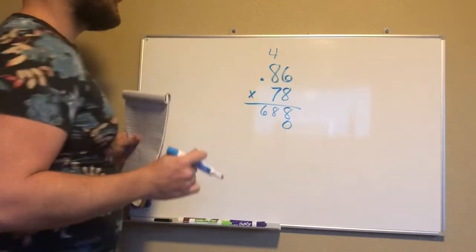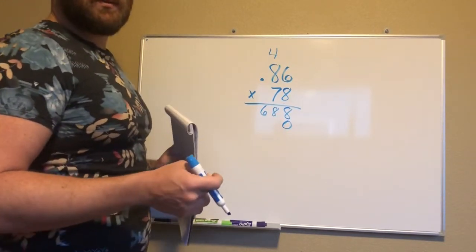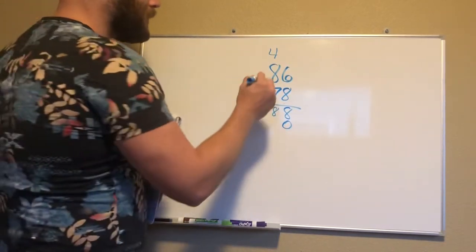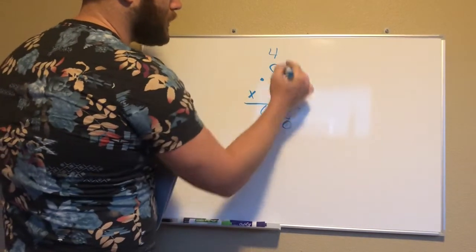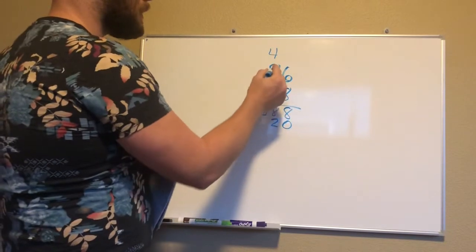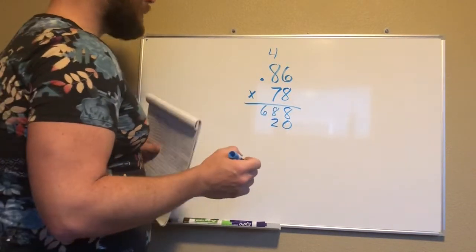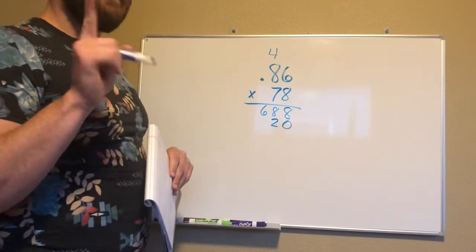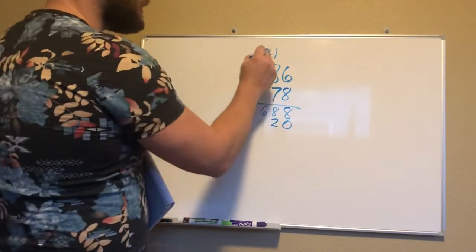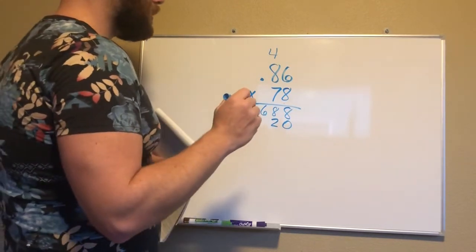Next up, 7 times 6. What is 7 times 6? 7 times 6 is 42. So you're going to put 2 here. Look, there's already 4 up there for us. And then our last part for the multiplying is 7 times 8. And 7 times 8 is 56. 56 plus 4 is 6, 7, 8, 9, 10 is 60.